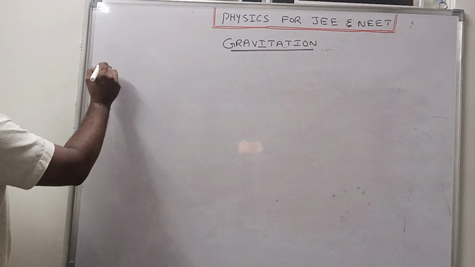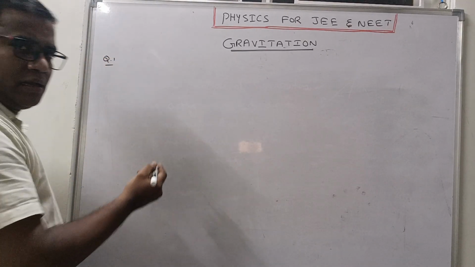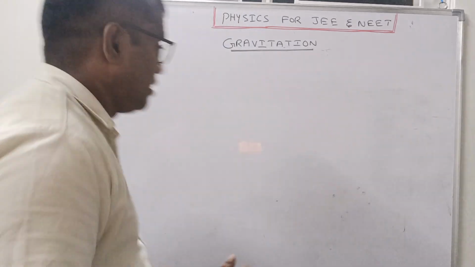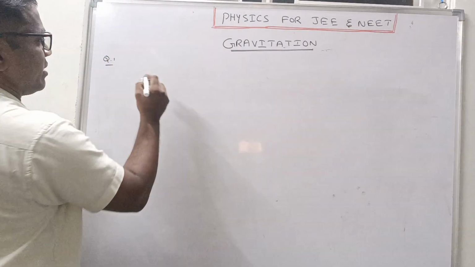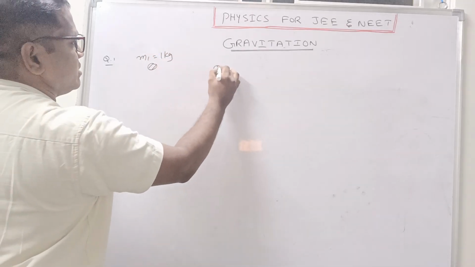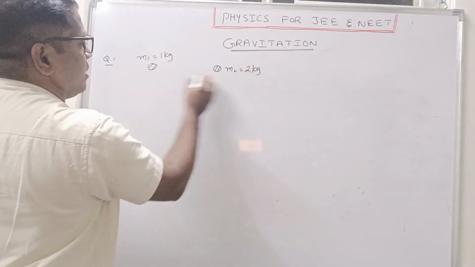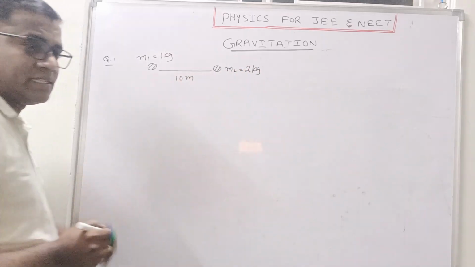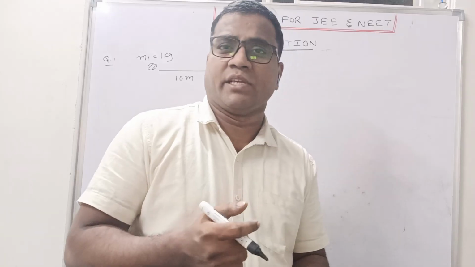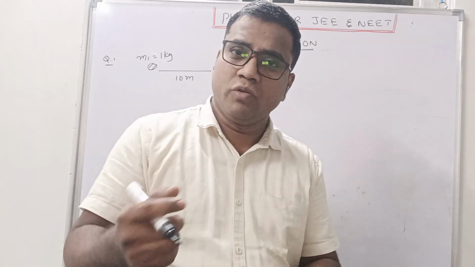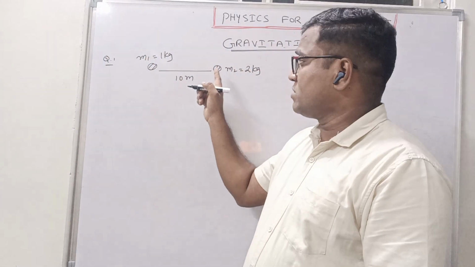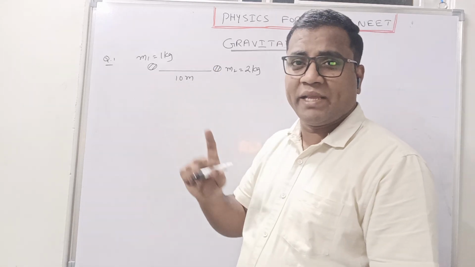For example, I will write question number 1. It is given only for understanding purposes, a small numerical. Here two masses are there: M1 is 1 kg and M2 is 2 kg. The distance is 10 meters. He is asking to find the force acting on each other, or the force acting on one due to the other. We already know the force acting on one due to the other should remain the same.